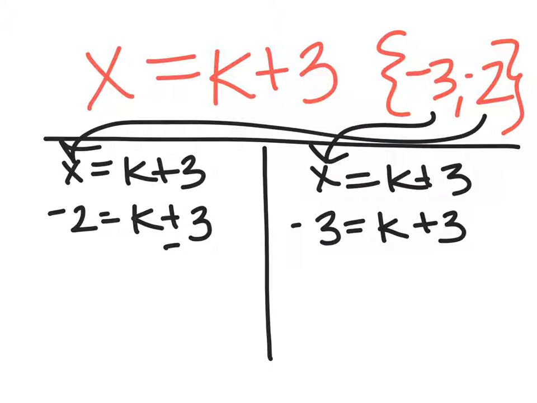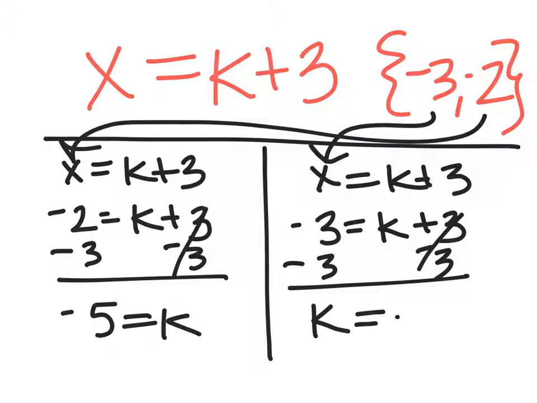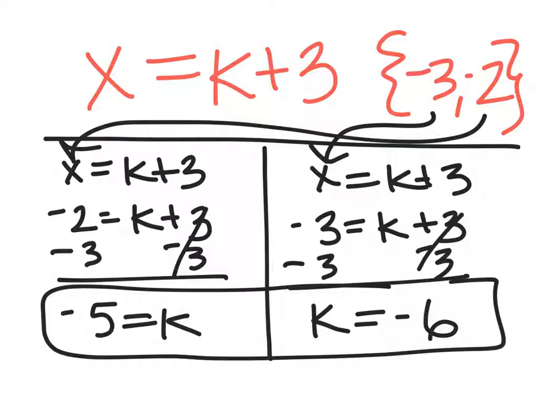What this is going to enable me to do is to subtract that 3 over and determine what k is. I got k is -5, and I got k is -6. Now that is my final answer.